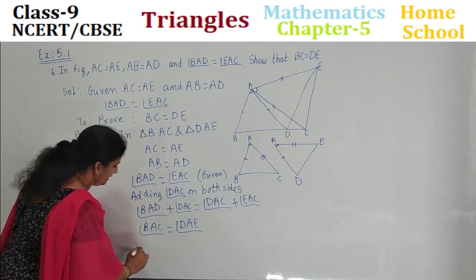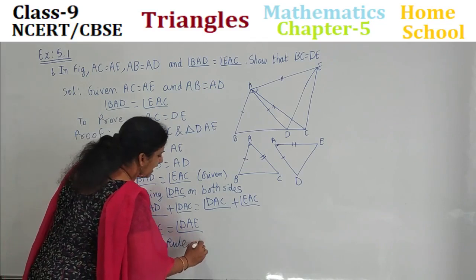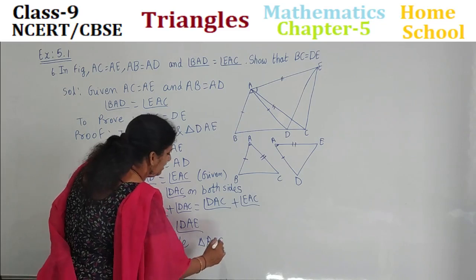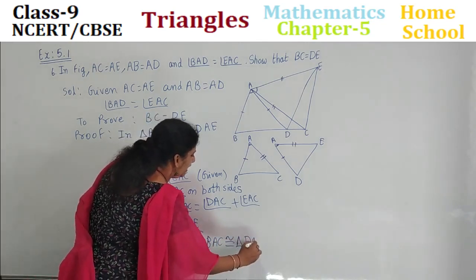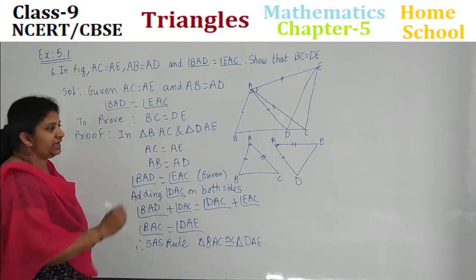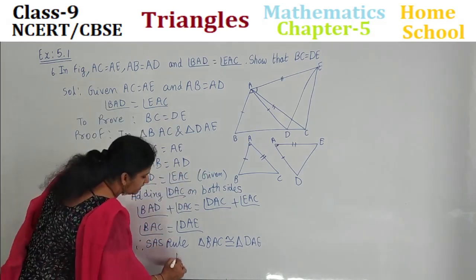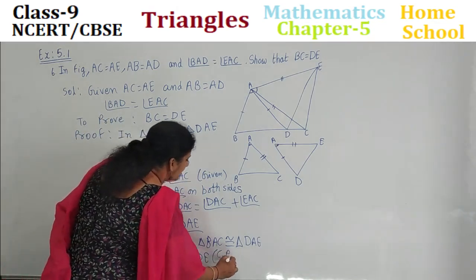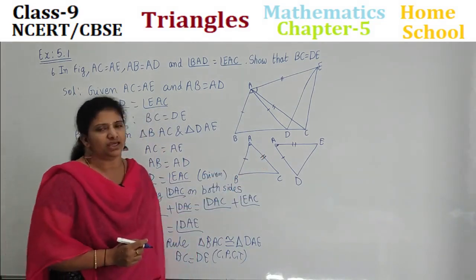Therefore, by the side angle side rule, I say that triangle BAC is congruent to triangle DAE. If they are congruent, by CPCT, I can equate the corresponding parts, corresponding sides. Therefore, BC is equal to DE. How can we say? By CPCT, the remaining sides or remaining parts are equal.